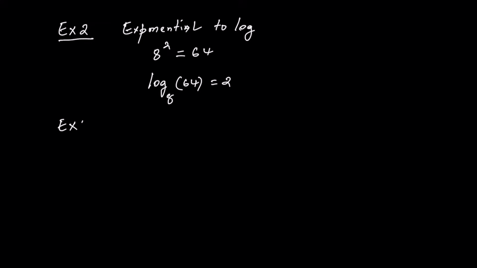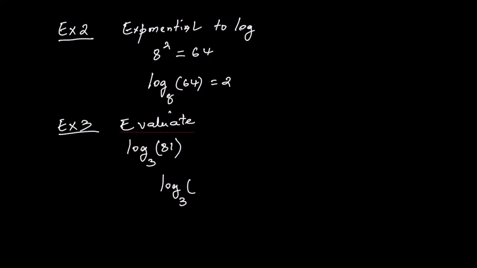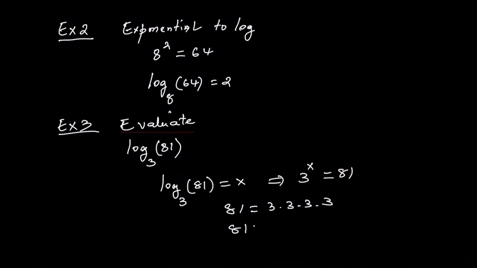Example 3. Evaluate. Log base 3 of 81. Set it equal to x. Log base 3 of 81 equals x. Rewrite in exponential form. 3 to the x equals 81. Rewrite 81 as 3 times 3 times 3 times 3. That equals 3 to the 4th power. Since 3 to the x power equals 3 to the 4th power, and the bases are the same, the exponents must be equal, so x equals 4.